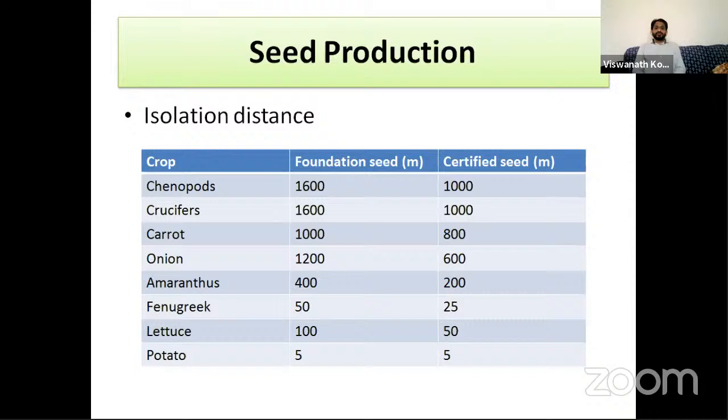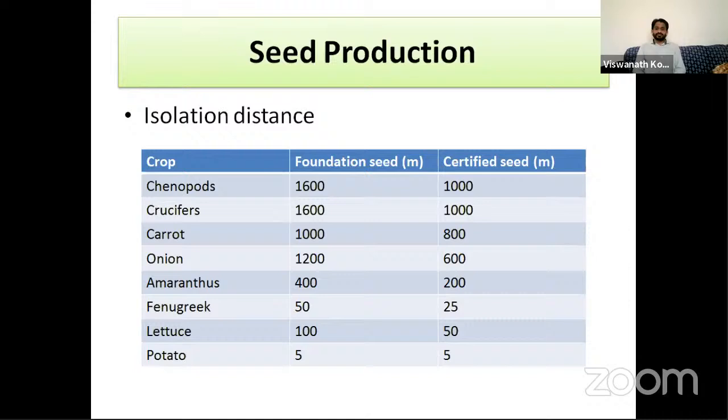You can see fenugreek. Fenugreek is a self-pollinating crop, so there is a lesser isolation distance, 15 to 25. Potato is a vegetatively propagated crop. There is no chance of contamination by pollen, but there is a chance of contamination of the variety from mechanical mixtures. So to avoid mechanical mixtures, we have to maintain a minimum isolation distance of 5 meters in potato.